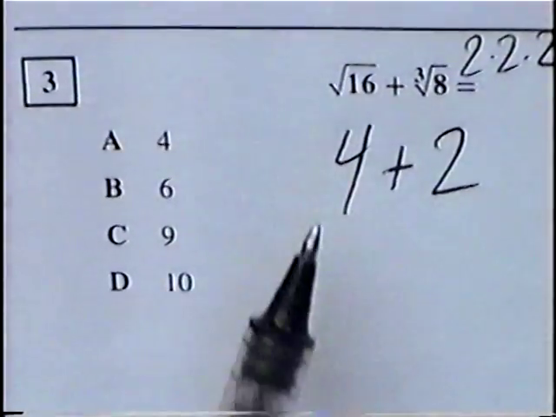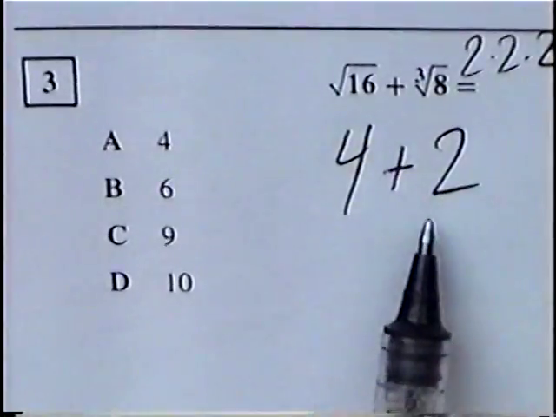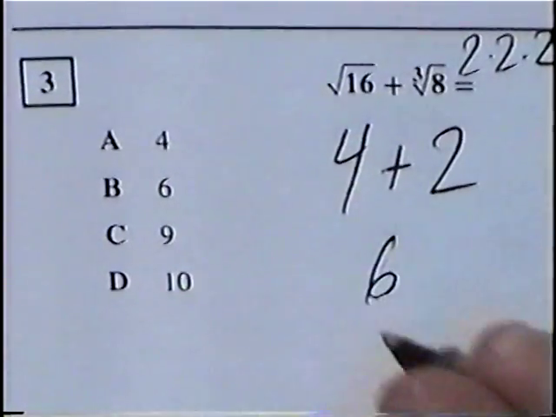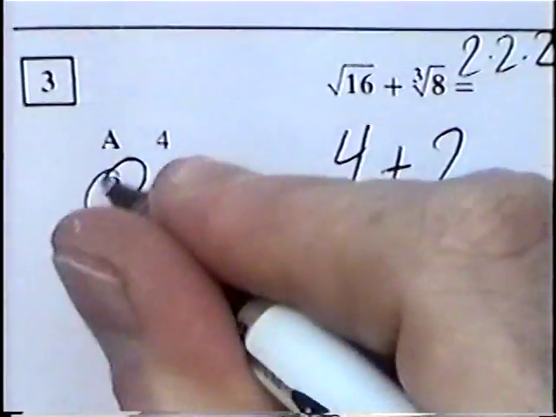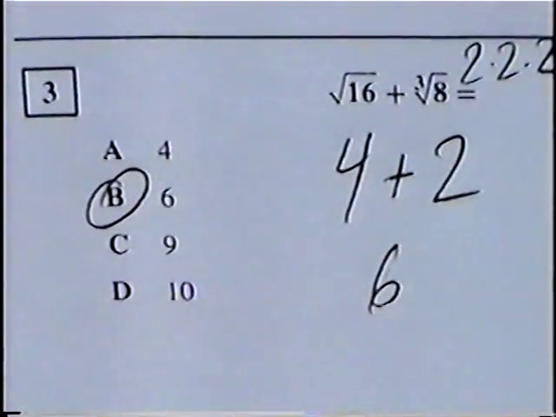So the square root of 16 is 4, the cube root of 8 is 2, 4 plus 2 would be 6, so the correct answer would be B.